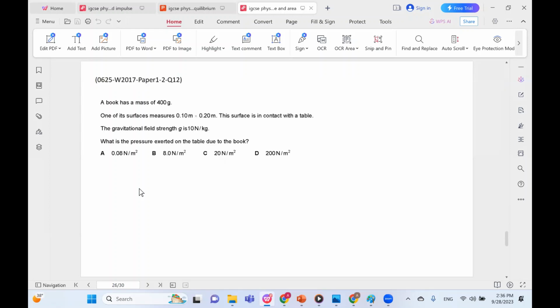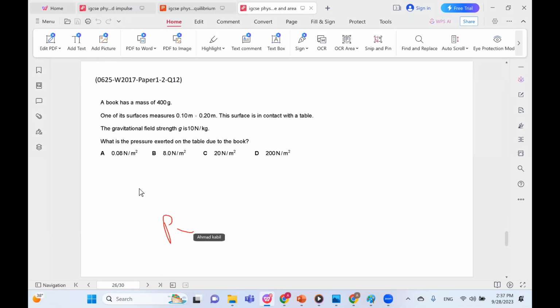The book has a mass of 400 grams. One of its surfaces measures 0.1 by 0.2 meters. The surface is in contact with the table. The gravitational field strength is 10 newtons per kilogram. What is the pressure exerted on the table due to the book?